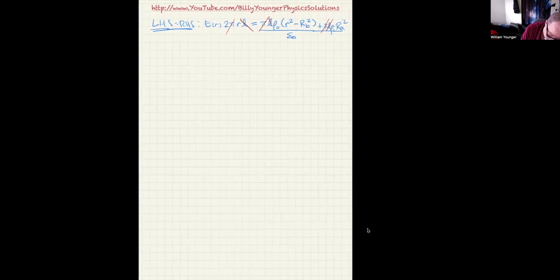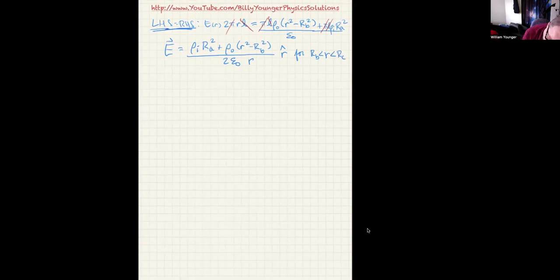So now I can say by my original hypothesis, which suggested, of course, that the electric field only had an R component, that E, the electric field, is in fact equal to rho I times R A squared plus rho O times R squared minus R B squared, all that divided by 2 epsilon naught, and then R in the bottom, meaning it has a 1 over R dependence. And of course there's also an R in the numerator, so it's not exactly a 1 over R dependence. And again this is for R B less than R, less than R C.